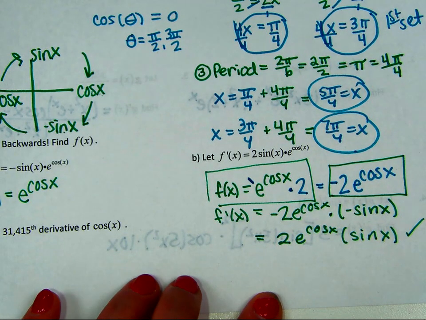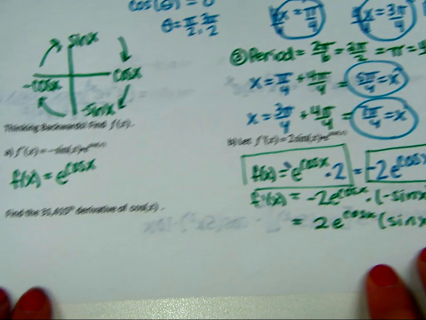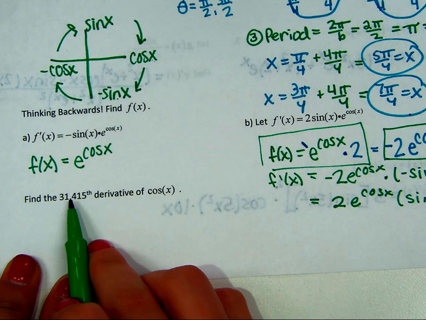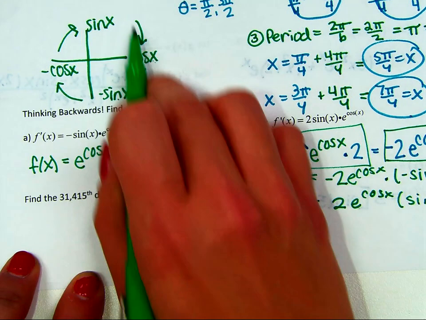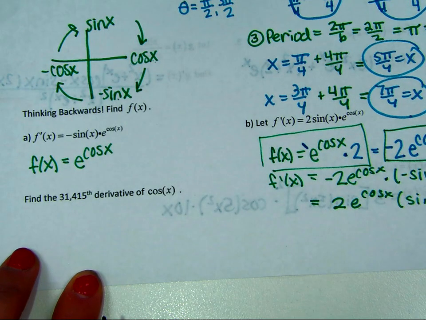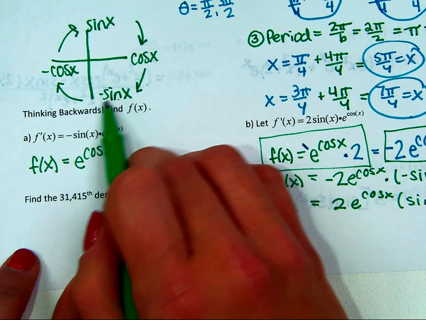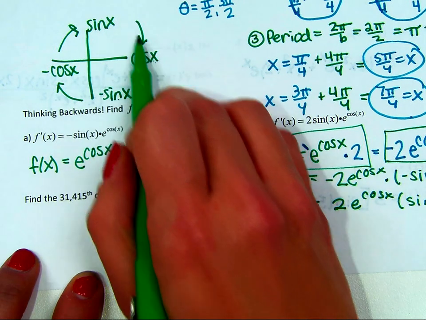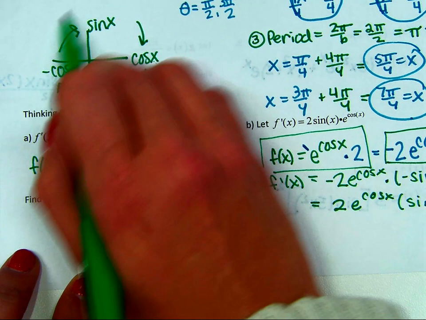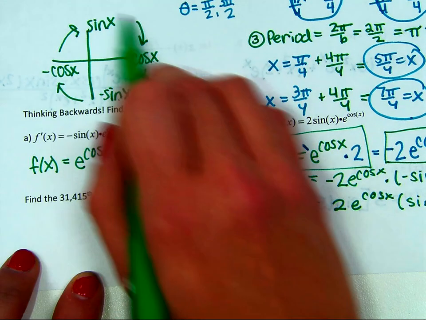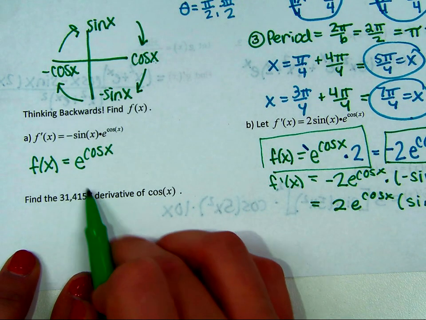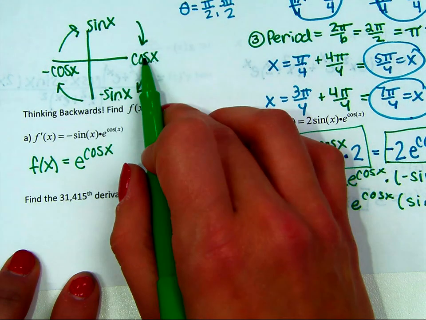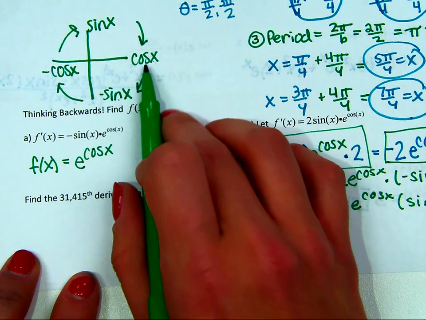All right, and then the last one, it says find the 31,415th derivative of cosine. Well, we know these rules. We know they repeat. This is the first derivative of cosine, the second derivative, the third derivative, the fourth derivative, and then they start repeating, in increments of 4. So we probably got to figure out where we would end up if we go 31,415 times. That's how many times we move.